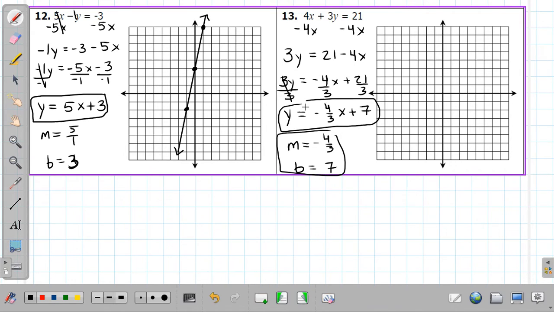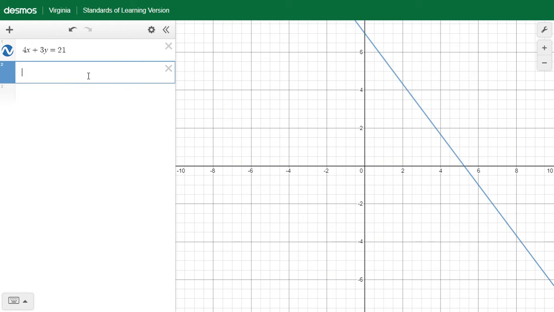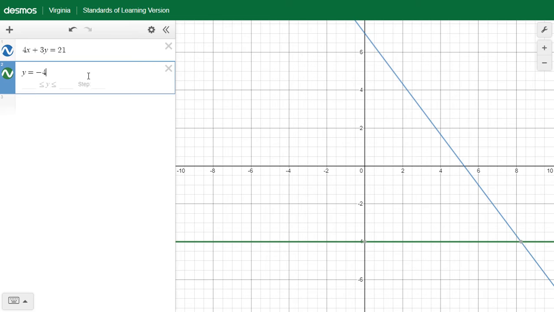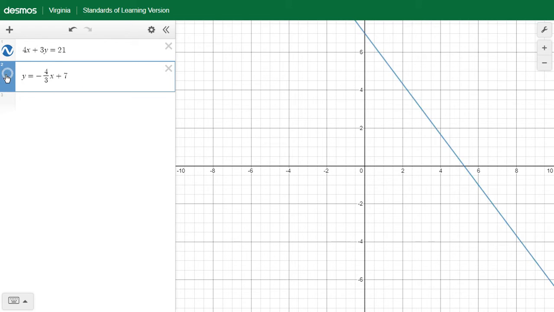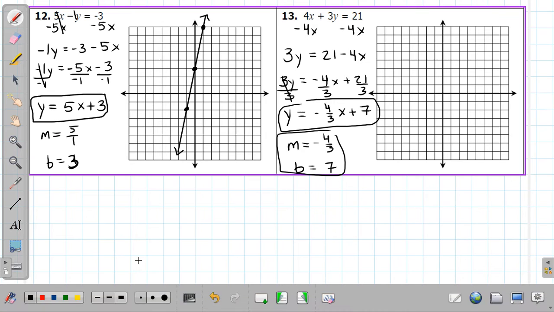Okay. But just to double check and make sure I did this correctly, I graphed this. Now let's graph y equals negative 4/3 x plus 7. And you can see it's the exact same line again. That's a good sign, meaning we have solved our equation correctly for y. Now it's just a matter of plotting the points.